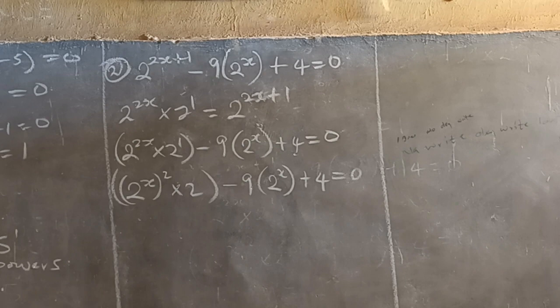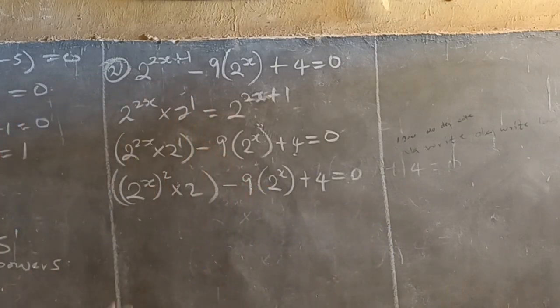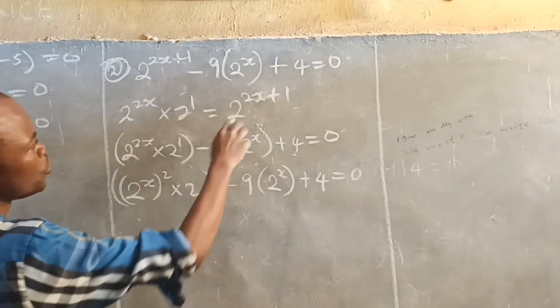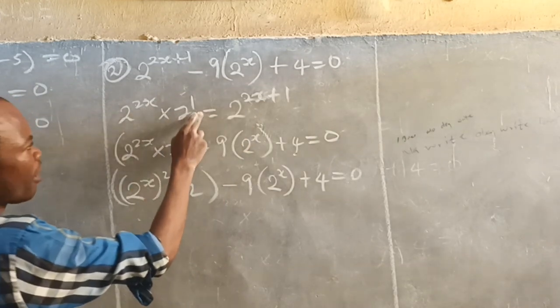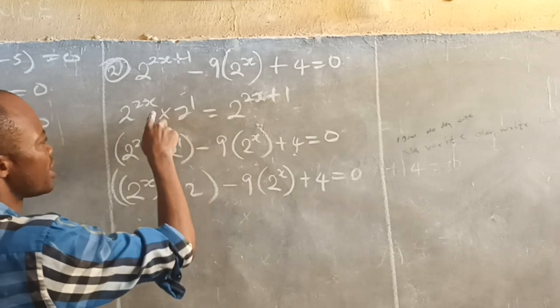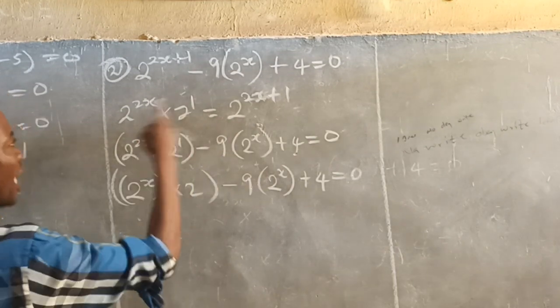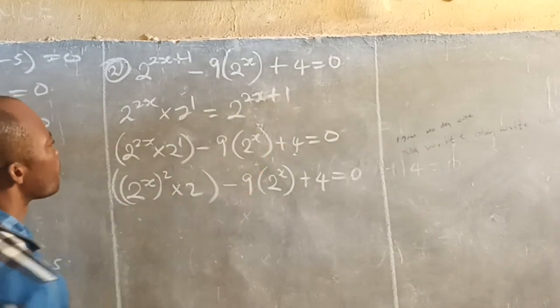Now the first thing that we did here is that we broke this one. We applied the law of indices as I said in the first video. We broke this into 2. If you have two numbers, 2 raised to the power of 2x times 2 raised to the power of 1, since the bases are equal, you can pick one of the bases according to the law of indices and add the powers. So we have 2 raised to the power of 2x plus 1.